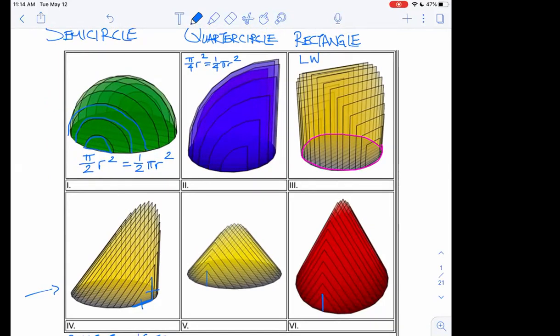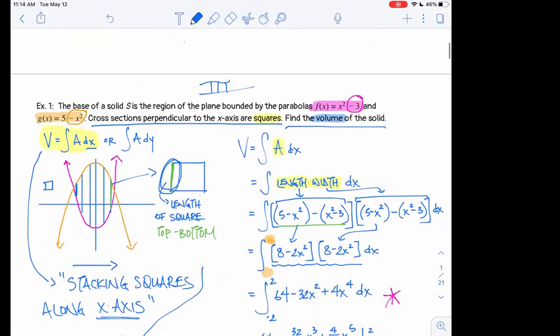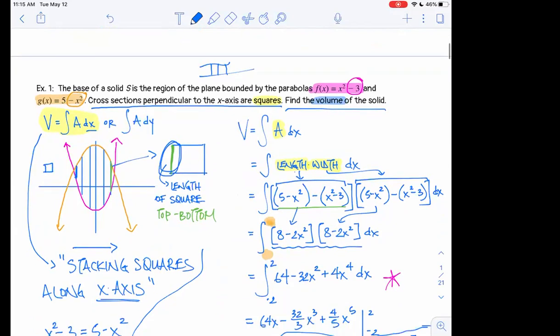Semicircles, quarter circles, rectangles or squares, and triangles come up a lot. But in theory, you could have any shape as long as that shape is consistently the same shape, maybe not the same size, but the same shape all the way. Then you can use this idea of volume equals the integral of area in order to find the volume of that shape.